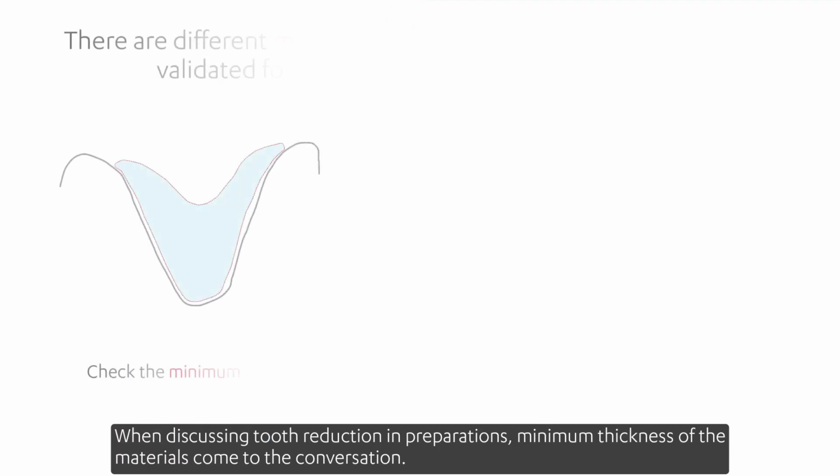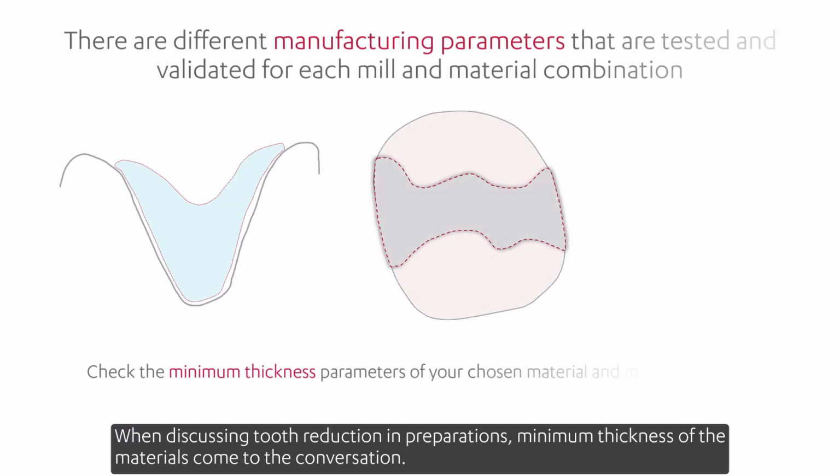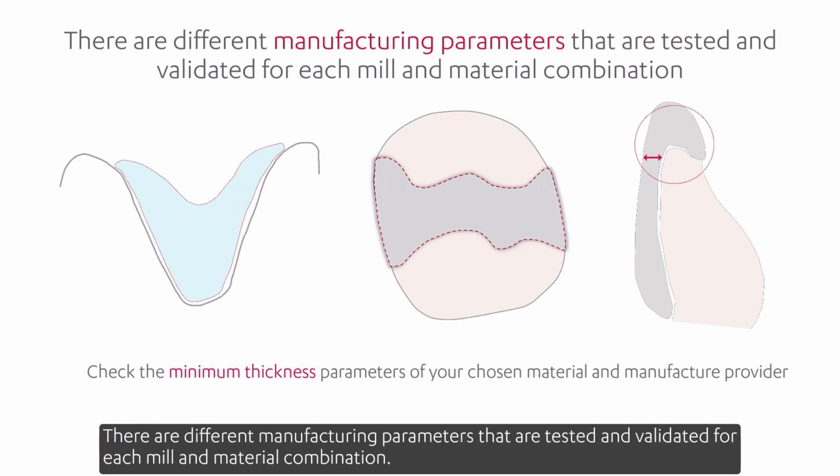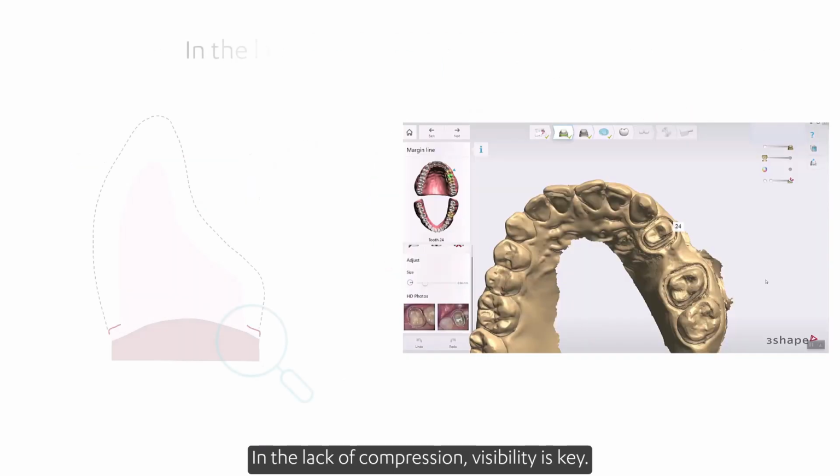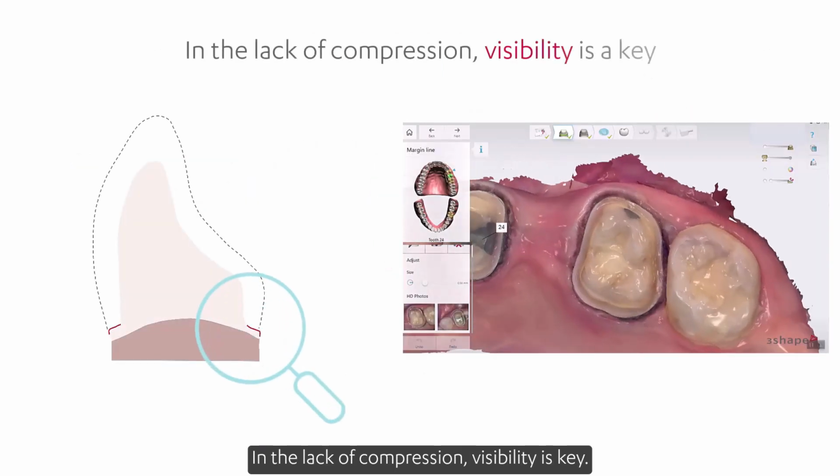When discussing tooth reduction in preparations, minimum thickness of the materials comes into the conversation. There are different manufacturing parameters that are tested and validated for each machine and material combination. In the lack of compression, visibility is key.